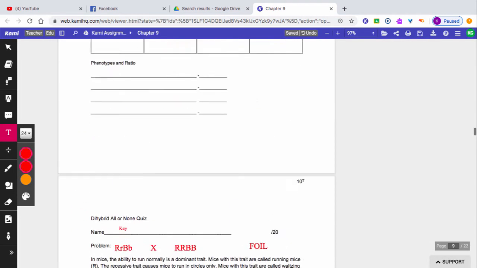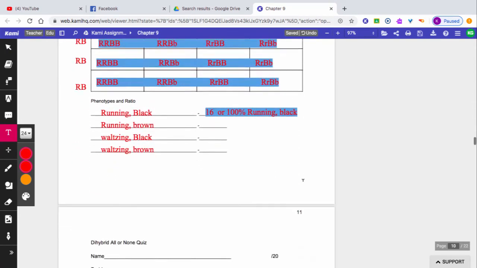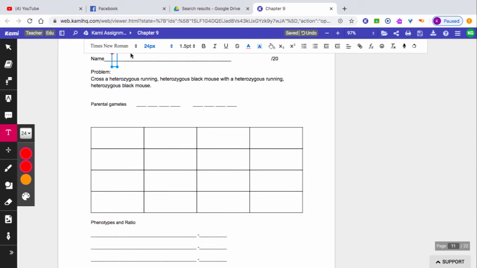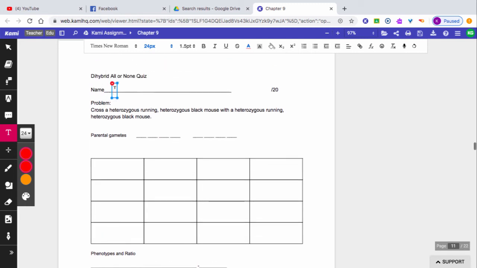All right. So that was page 10. Let me do page 11. This is the key. Get rid of that color. Okay. So this is the key. And heterozygous running, heterozygous black, heterozygous running. Okay, so they're heterozygous for both traits.